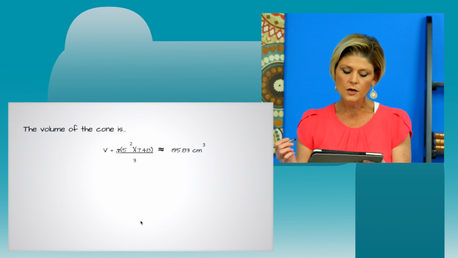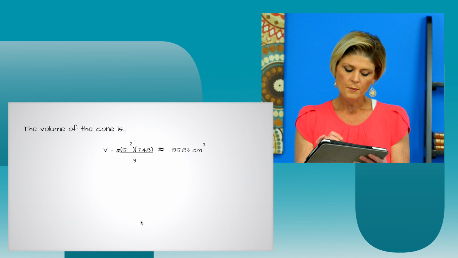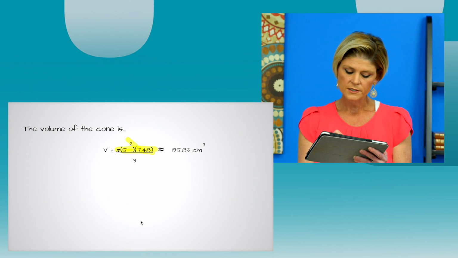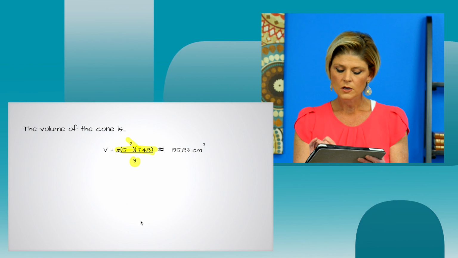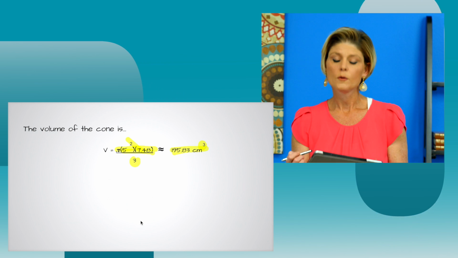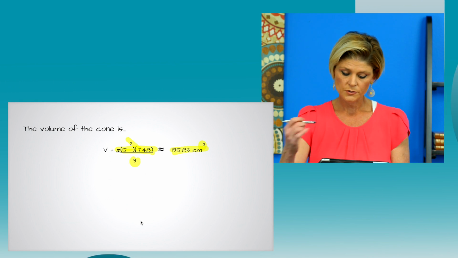Now, the volume of the cone is, plug everything in, pi times 5 squared times 7.48 divided by 3. When we work all that out, we get a grand total volume of 195.83 centimeters squared.